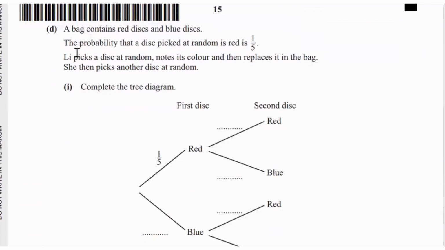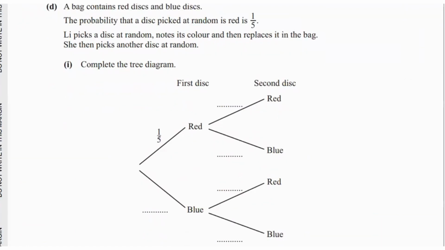Part D says a bag contains red discs and blue discs. The probability that a disc picked at random is red is 1 over 5. Lee picks a disc at random, notes its color, and then replaces it in the bag. She then picks another disc at random. Complete the diagram. The probability of picking a red disc is 1 over 5. Blue is going to be 4 over 5. And all of these are going to be the same because she is replacing the disc. The probability is not going to change.